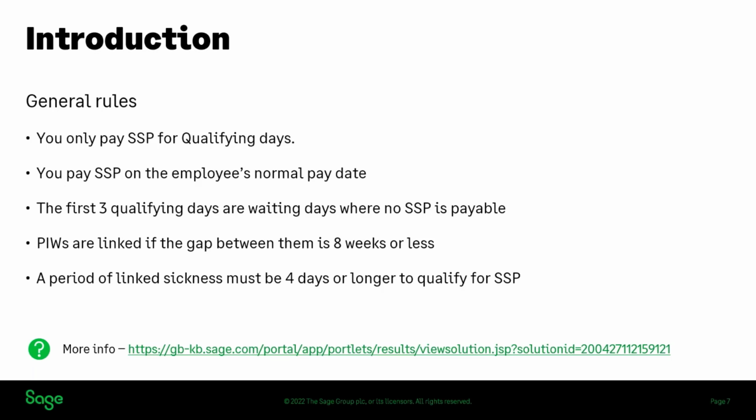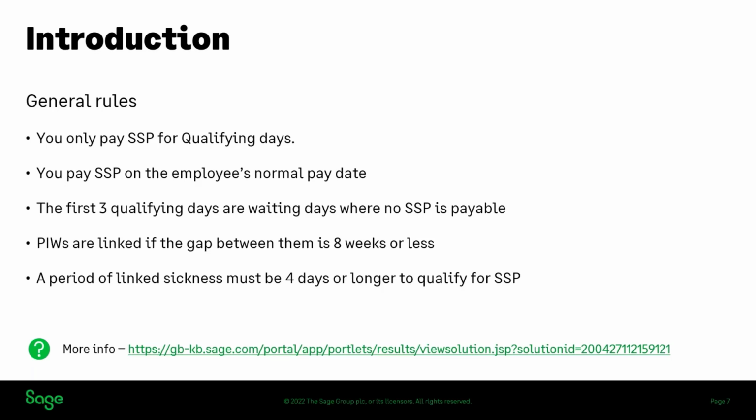Now, the first 3 qualifying days of any sickness are classed as waiting days, and this is where no SSP is payable. As we saw before with the general rules, they must be off for 4 or more consecutive qualifying days in order to be eligible for SSP. So that's where the first 3 qualifying days are classed as waiting days.